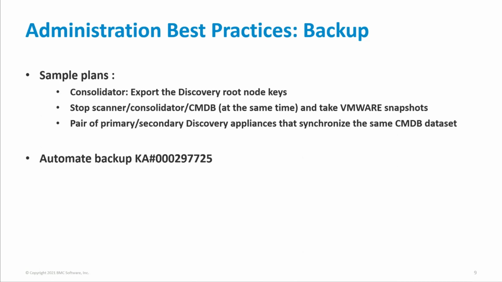In the third example, let's imagine that you have a pair of appliances to do the same thing. Using a pair of discovery appliances would allow you to immediately start using the second one if the first has a problem. Once the backup plan is designed and tested, it is recommended to automate it. We have written a knowledge base article to automate your backup plan. You will find it in the knowledge base article mentioned in this slide. It will be part of the references of this webinar.